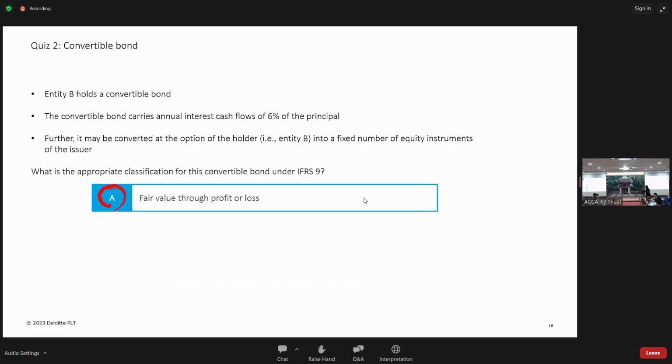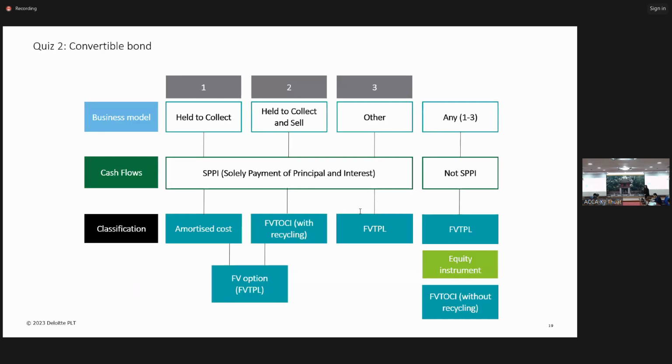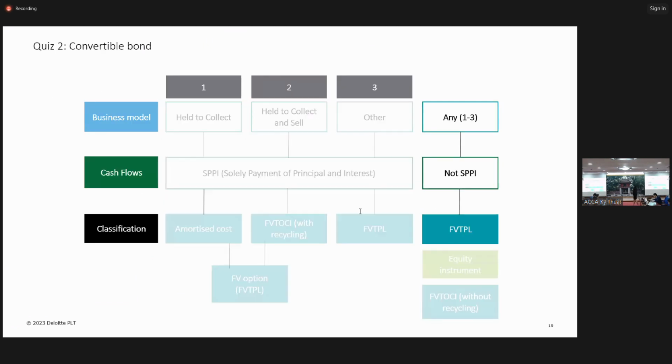So let's look at the fact pattern and then which category. It is non-SPPI. Once you fail SPPI, it doesn't matter what your business model is. You can never go into this classification here. You only have one option, fair value through P&L. So where is the part that failed the SPPI? It is the convertibility of the instrument.